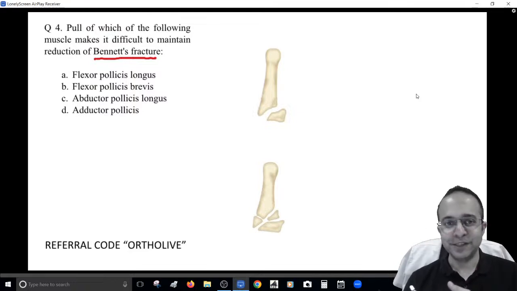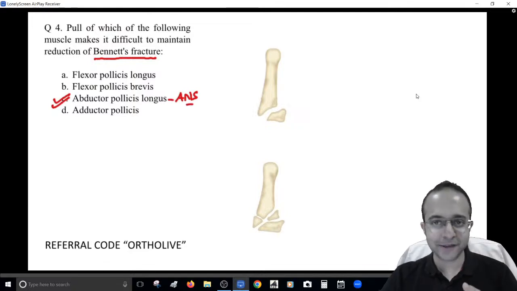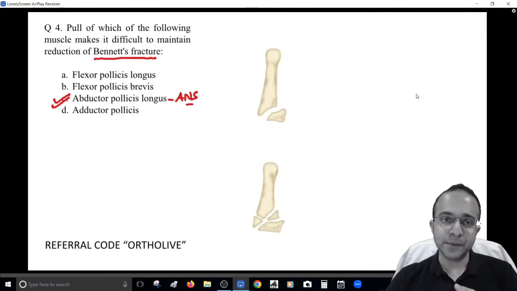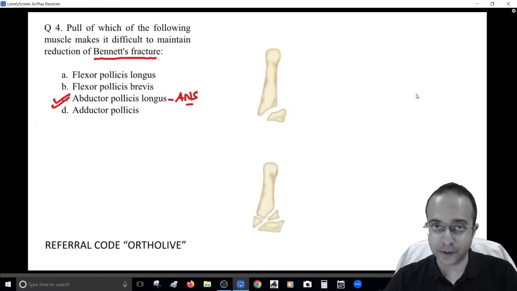Okay, so Divya says adductor pollicis. Please, guys, know it's actually abductor pollicis longus, not adductor pollicis. I know adductor is attached on the first metacarpal where you have the Bennett's fracture, but even abductor is attached over there, and it's abductor.